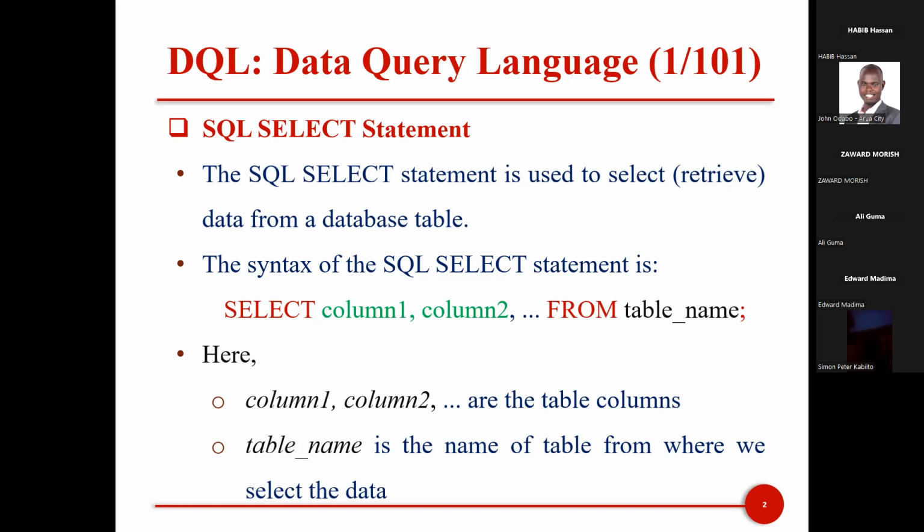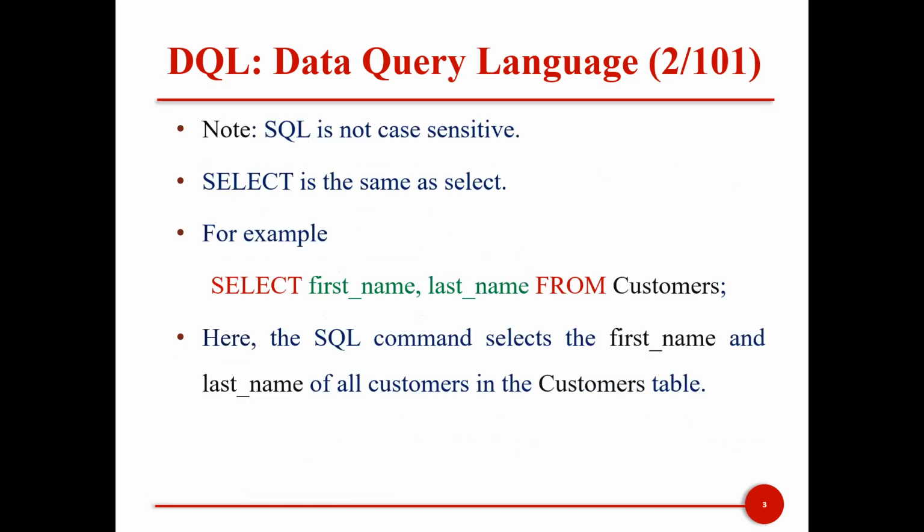So we say that the SQL select statement, we use it if you want to retrieve a record or records from the table. The SQL select statement is used to select or retrieve data from the database table. The syntax of the SQL select statement is you type the keyword select, then you list all the columns that you want the MySQL engine to display for you from that particular table. So in this statement, you can see that column 1, column 2 are the table columns, and then table name is the name of the table from where you are going to select the data.